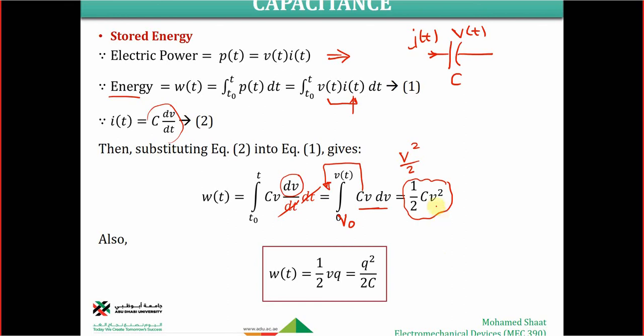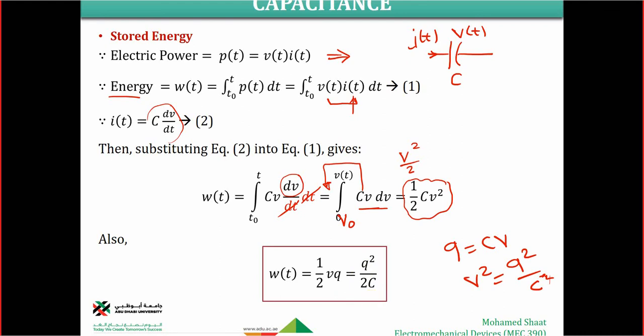How about if we decided to write this voltage in terms of the charge? We end up with this relation: the energy is Q square over 2C, according to the fact that Q equals C times V. So V square will be Q square over C square. If you substitute Q square over C square here, you see that one C will be canceled with the square. So you end up with Q square over 2C.